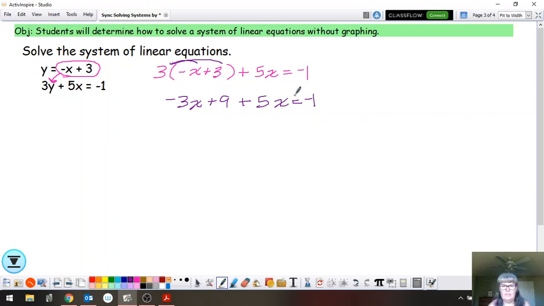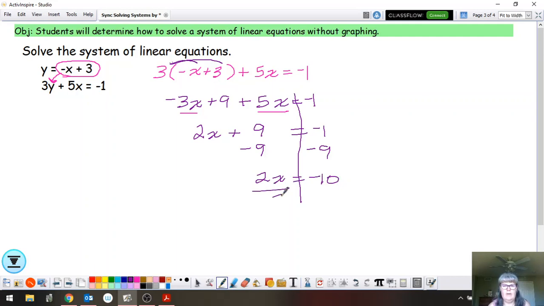And then if I look at this equation, when I go to balance it, my x terms are on the same side of the equation. So I'm going to combine them. I'm going to add them together. Negative 3x plus 5x is 2x. Plus 9 equals negative 1. Subtract 9 from each side, and we have 2x equals negative 10. Divide both sides by 2, and x equals negative 5.